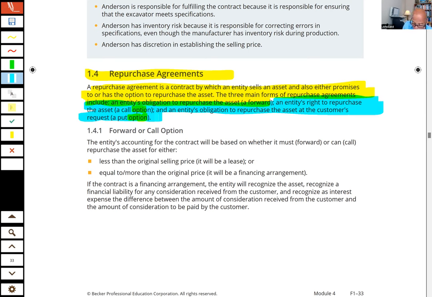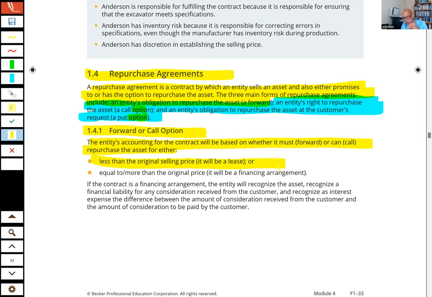Okay. Now, if it is a forward or a call option, meaning that what? In this situation, someone can either force me to repurchase it or I can make the decision to repurchase it, right? Forward or call option, the entity's accounting for the contract will be based on whether it must or can, which is the call, repurchase the asset. And if it is for less than the original sales price, it's considered a lease.